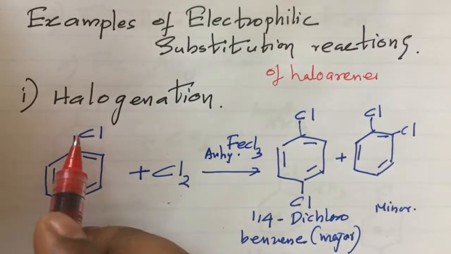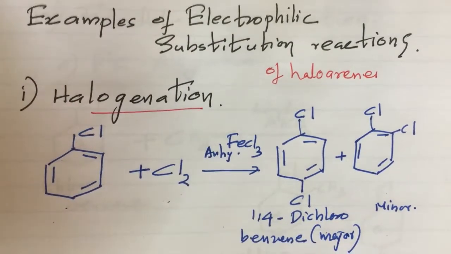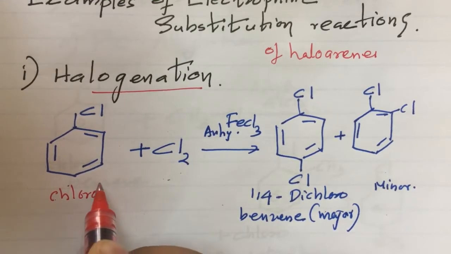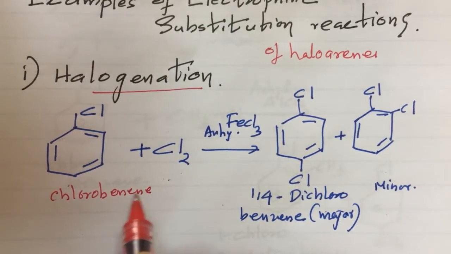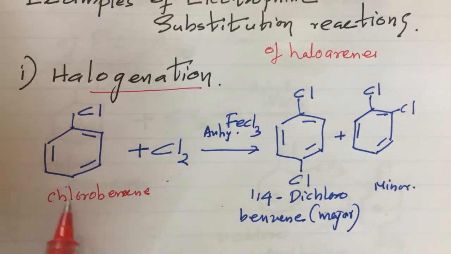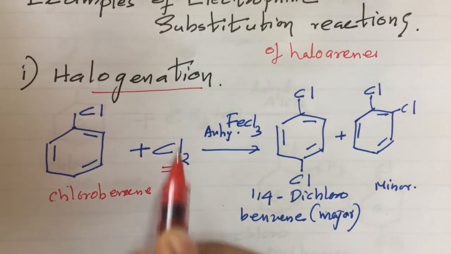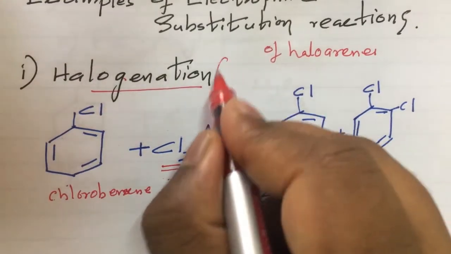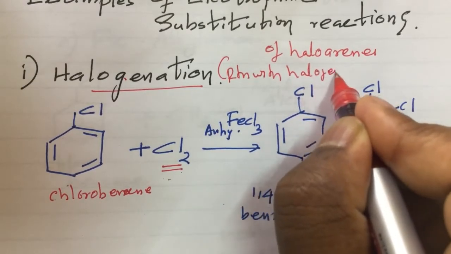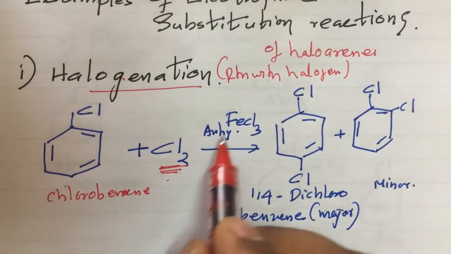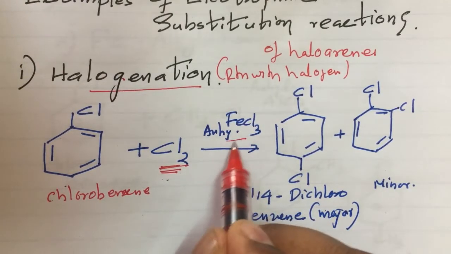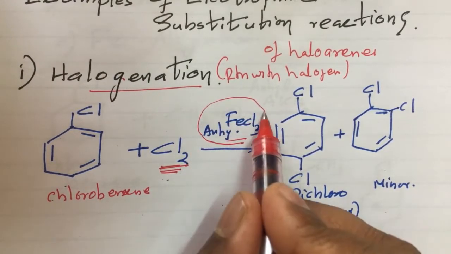First example is halogenation. Chlorobenzene is an example of haloarene. Instead of chlorobenzene, we can take bromobenzene also for this reaction. Halogenation means reaction with the halogen. Here the halogen is chlorine. This reaction takes place in the presence of catalyst anhydrous FeCl3, and this catalyst is very important.